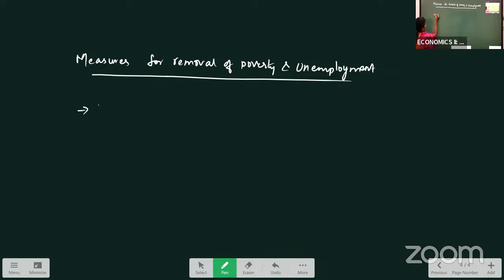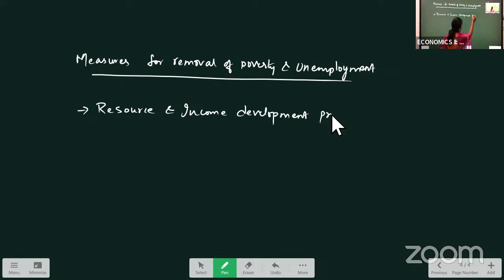Resource and income development program. So this question may come for 10 marks. Resource and income development program for rural poor, right? In rural areas, for the poor people, resource and income development program means utilizing the local resources and creating employment out of that.